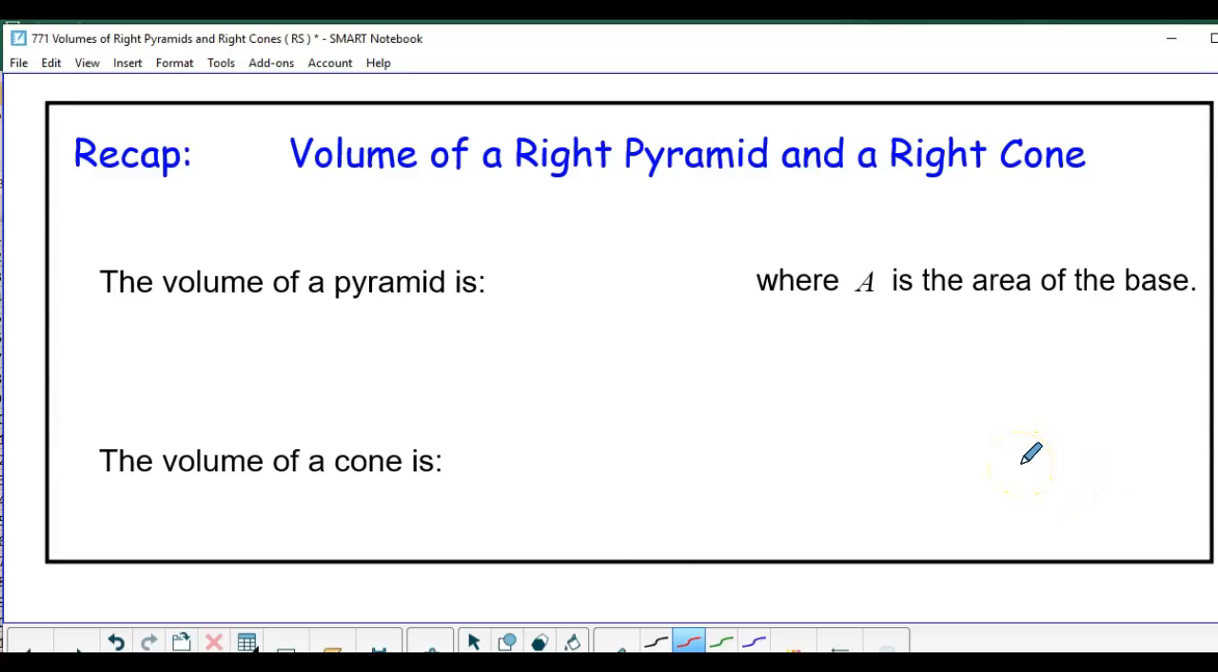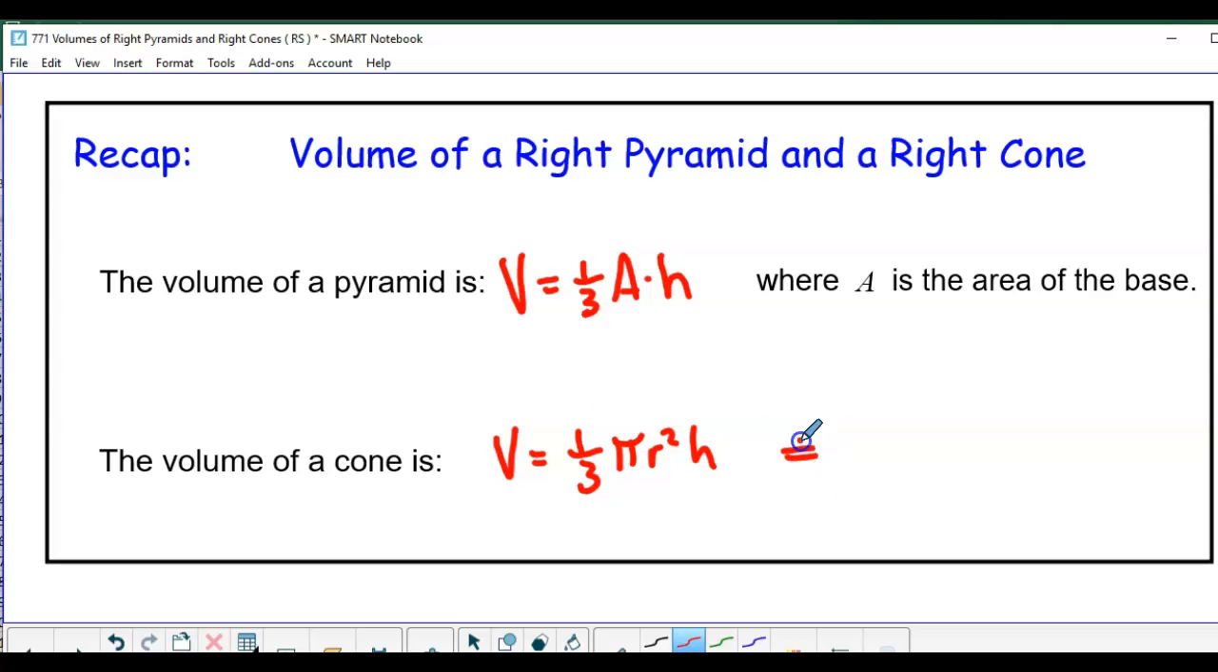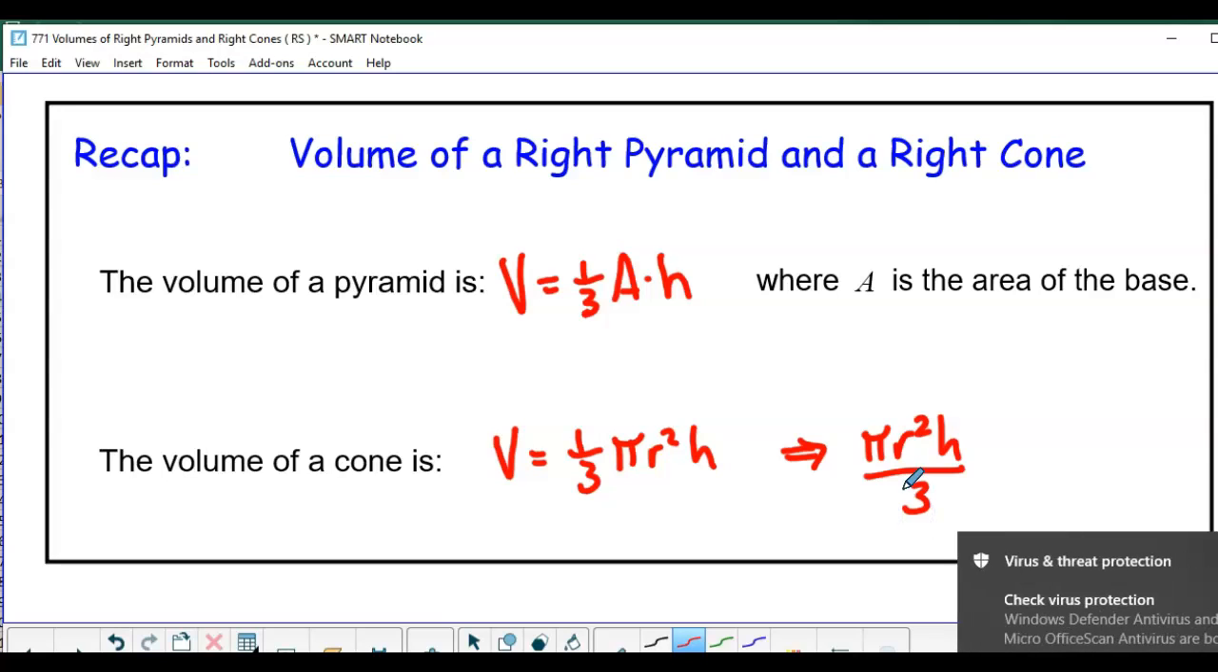Okay, so recap the volume of a right pyramid and a right cone. The volume equals 1/3 area of the base times the height. We'll just leave the word base out because the definition is there. The volume of the cone is going to be 1/3 times the area of the base, which is pi r squared, times the height. Now, if you wanted to show that as pi r squared h over 3, no problem. You go for it.